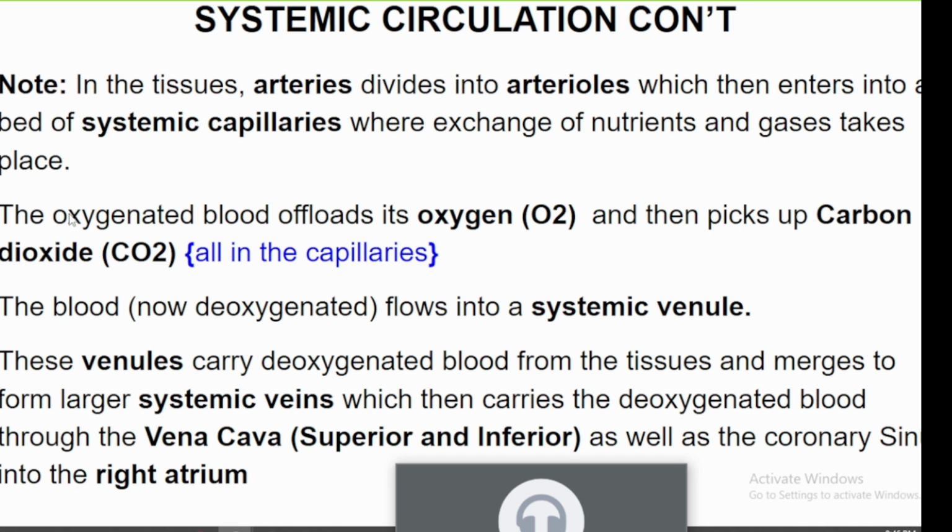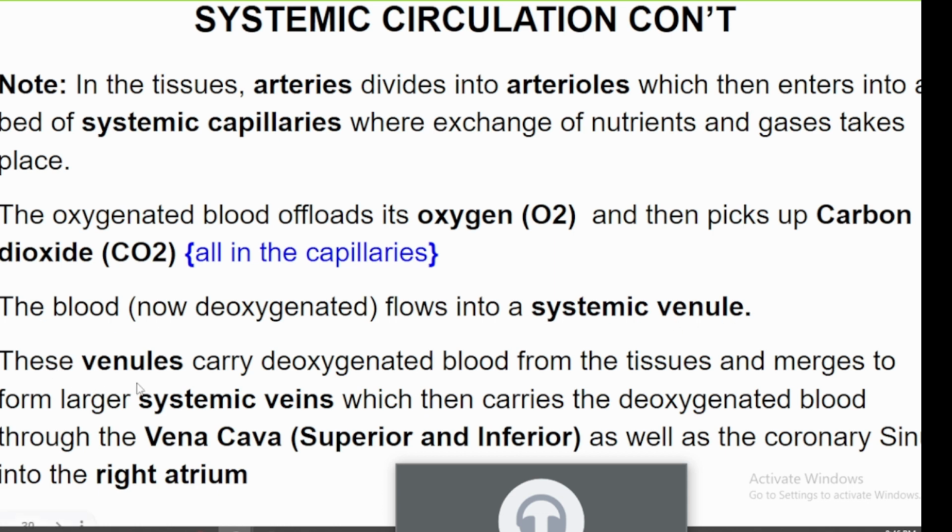So the blood, which is now deoxygenated because the oxygen has been offloaded, is now carrying carbon dioxide. So the blood, which is now deoxygenated, flows into a systemic venule. There we go. Don't worry, you understand.